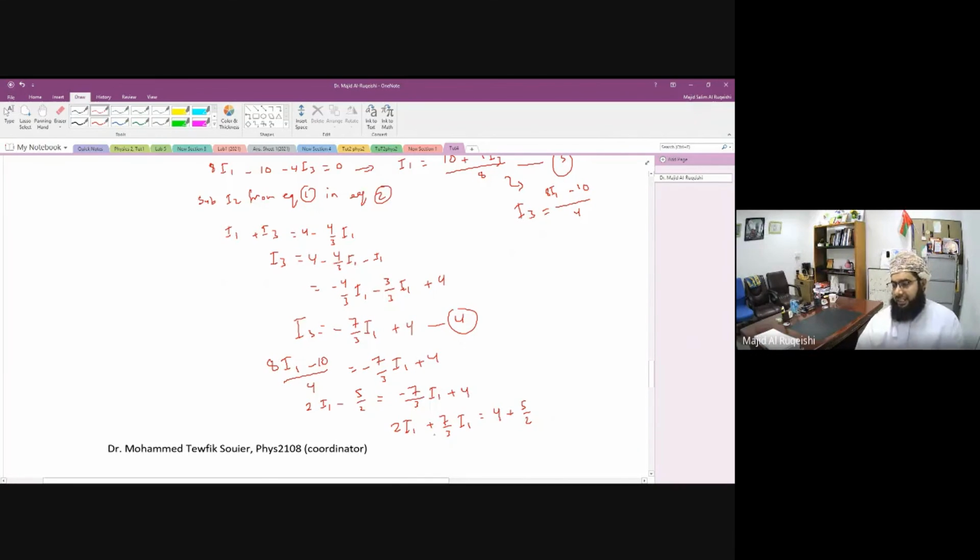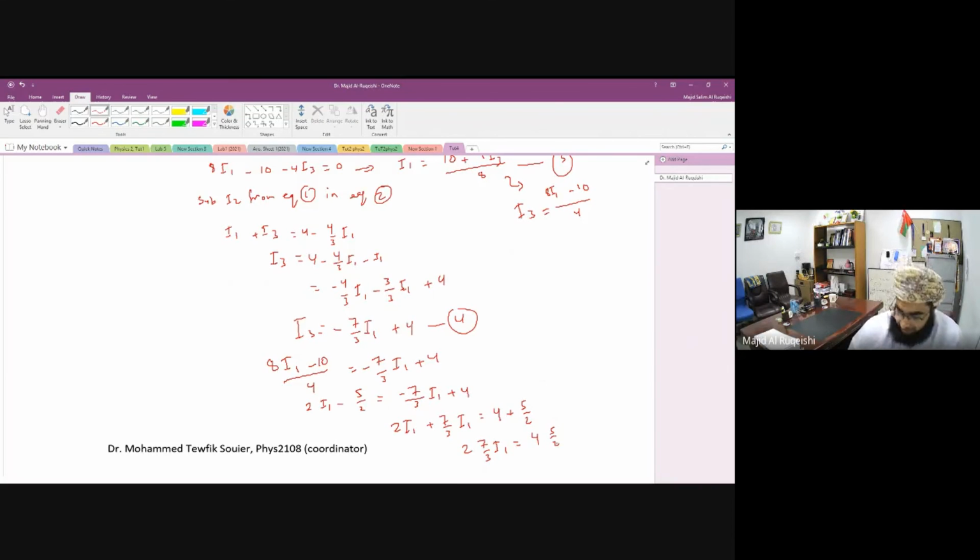From here, it is very easy. You can calculate I1 directly, okay? Because 7 over 3 I1 equals this one here, which is 4 plus 5 over 2. And from here you can get I1 directly. So 3 times 2 is 6, plus 7, that means 13 over 3. And from there you can also get 8 plus 5, that means 13 over 2. You can do it yourself and get the result of I1.